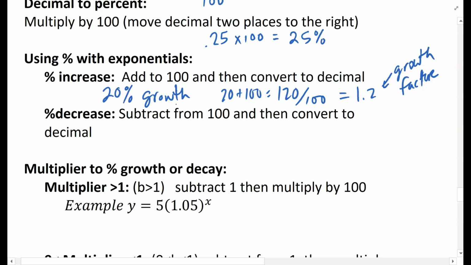Okay. Now, if we have a percent decrease, so if I'm reading a word problem and they tell us that we're decreasing by so much, let's say we're decreasing by 35%.